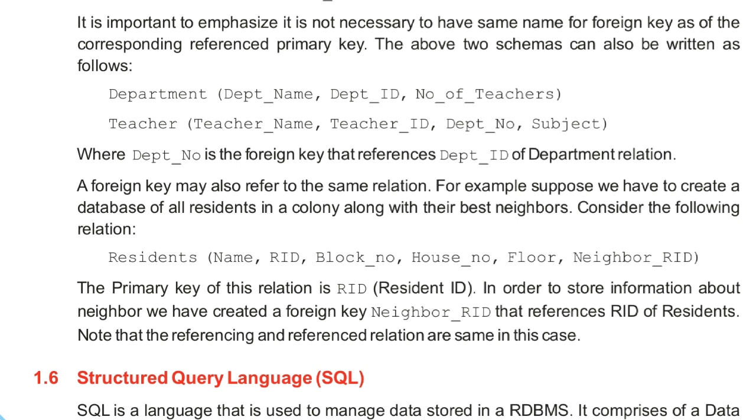Now I have to store information about the neighbor. For that we have created a foreign key, the neighbor resident ID, which references the RID of the resident relation. The neighbor resident ID refers to the resident ID, because I have to create a database of the residents in a colony along with their neighbors. So I have made the neighbor RID reference the RID.